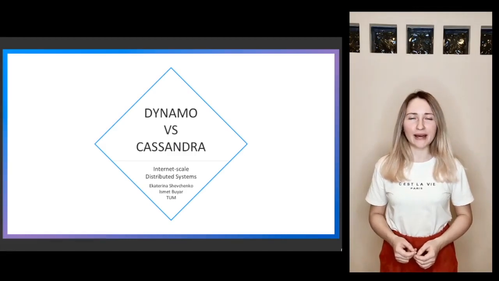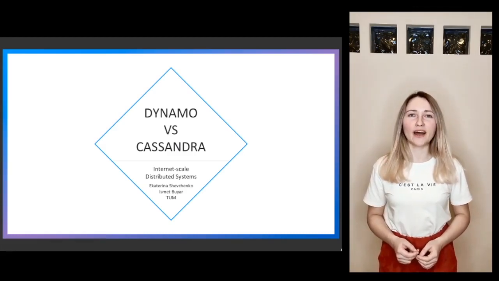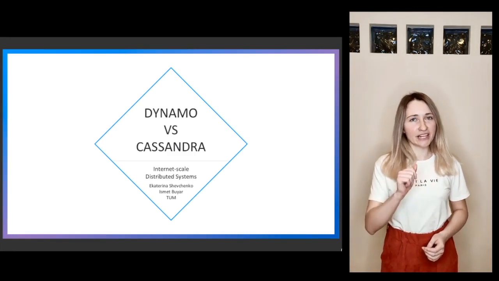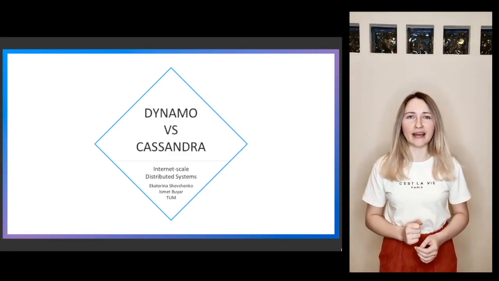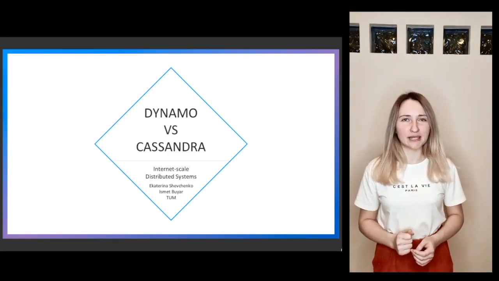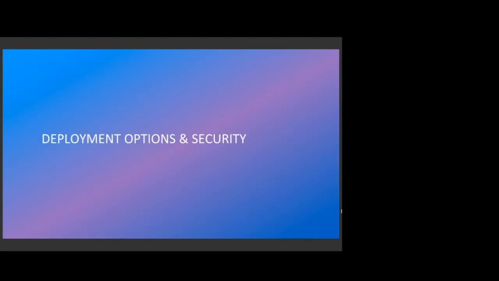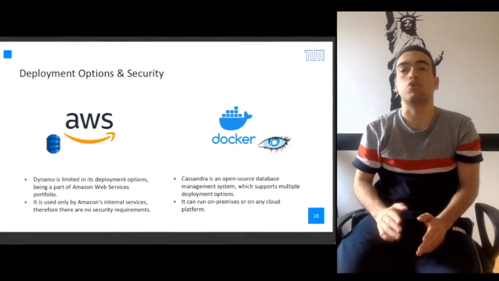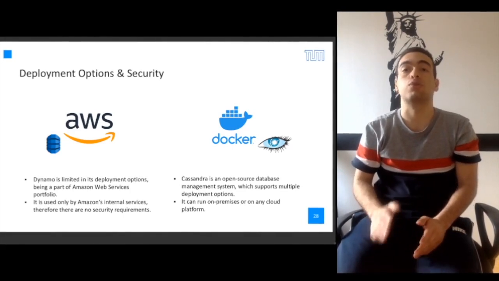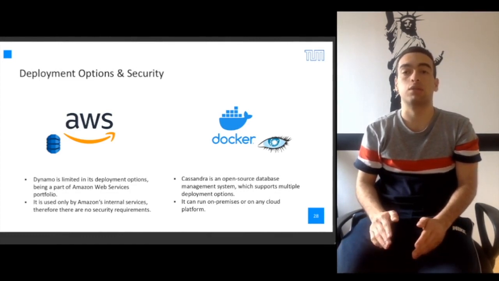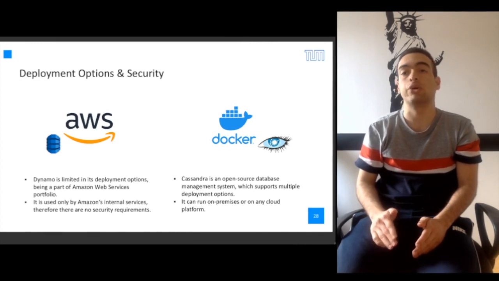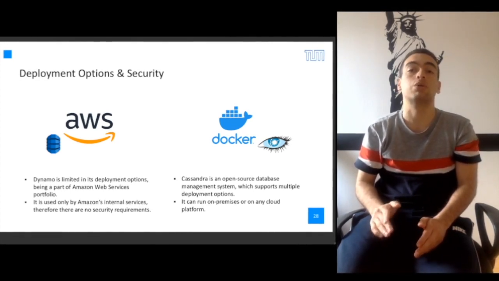In this video, we will compare two database systems, Dynamo and Cassandra, and direct your attention to some points that you should keep in mind while deciding on which database to use for your application. Dynamo is offered by Amazon.com as part of the Amazon Web Services portfolio. This means that the deployment options of Dynamo are quite limited. Also, it is only used by Amazon's internal services.